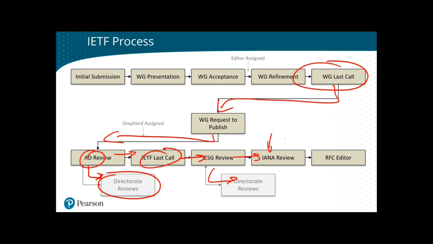Now, what IANA is going to do is make sure that you've assigned numbers correctly, names correctly, stuff like that, because IANA manages all the numbers, even down to the port numbers. Like port 80 for HTTP is an IANA assignment. IANA actually assigns all that stuff. Then it'll go to the RFC editor, where it'll be checked for grammar and other stuff like that, and then it will be published from there.